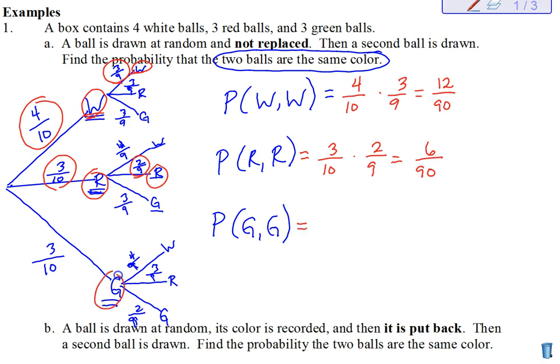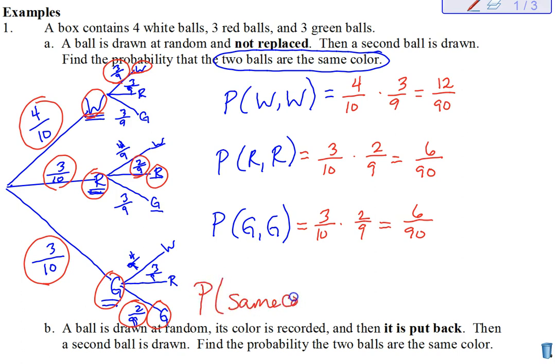And then we have green, green. Same thing, it's going to be 3/10 times 2/9, which is again 6/90. And so the probability that we get the same color would be the sum of all 3 of these answers, because these are the 3 different situations where you could get the same color. So the probability that we get the same color is equal to 12/90 plus 6/90 plus 6/90.